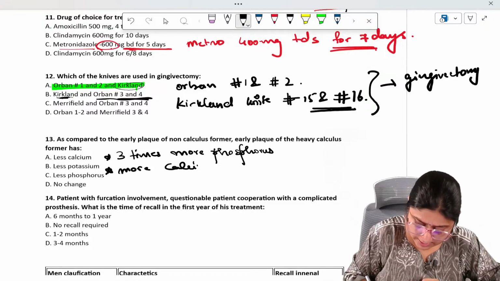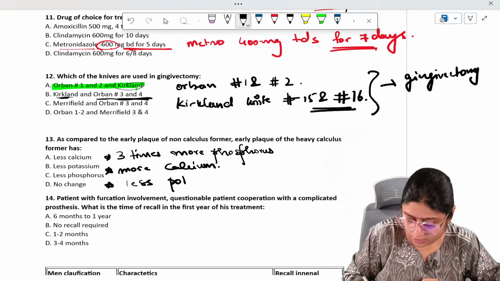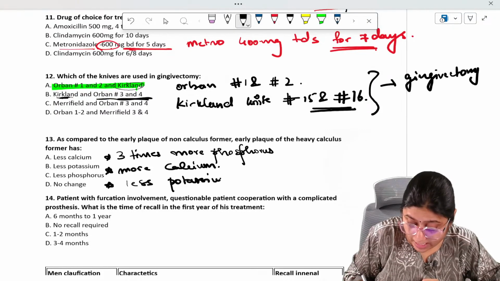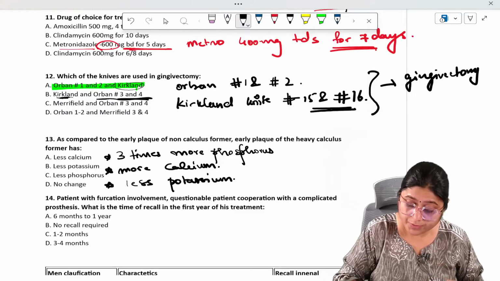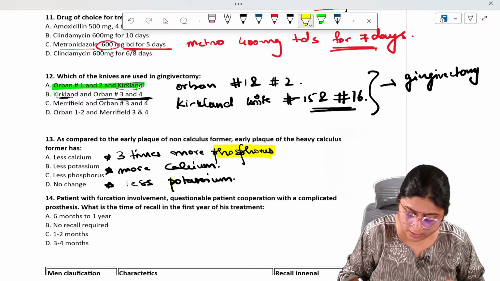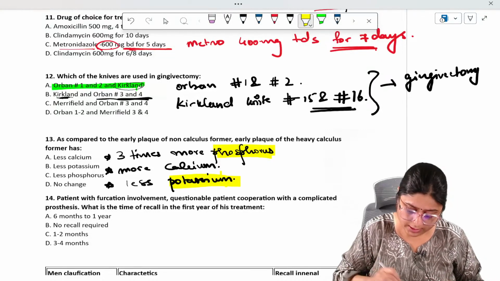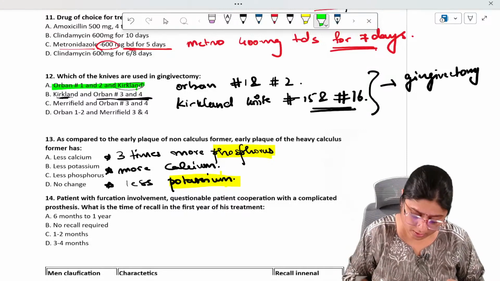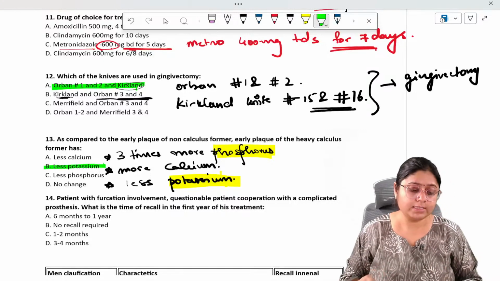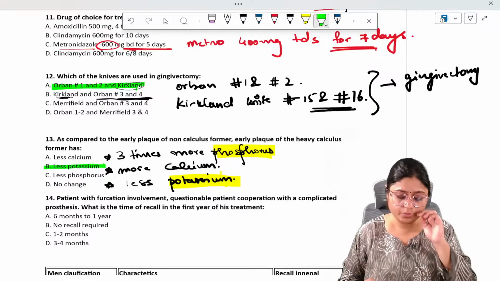It has more calcium, and it has less potassium. So remember that for calculus formation, phosphorus is more important than potassium. So here the answer to this question will be option number B, less potassium. Okay.